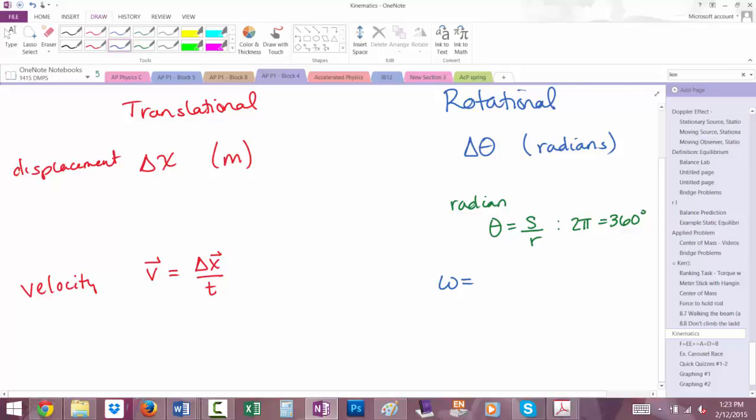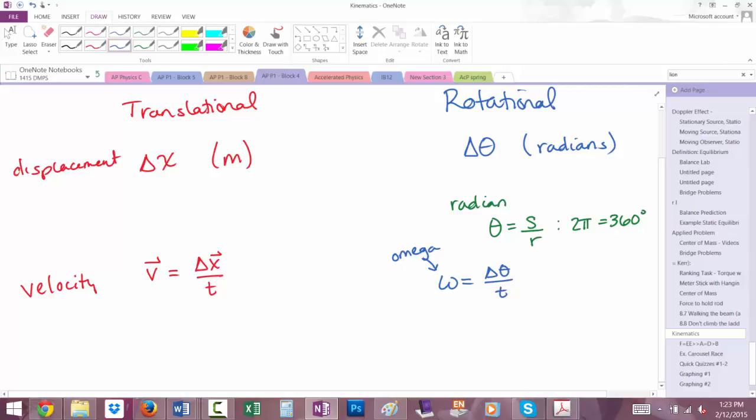It's the very last letter of the Greek alphabet. If you were going to spell it out in Roman letters, it would look like this. Omega. And omega is the same process. We're just going to take delta theta over t.